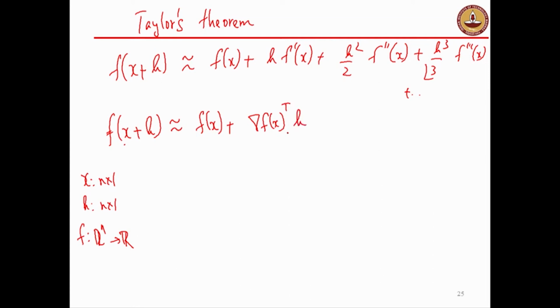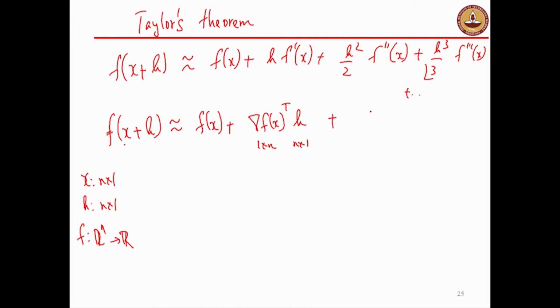Remember the order is important, because these are vectors now, so I have to make sure that it makes sense. Gradient of f transpose is 1 cross n, this is n cross 1, that makes sense, it's a number. So this is 1 cross n and this is n cross 1. This is of course a number.